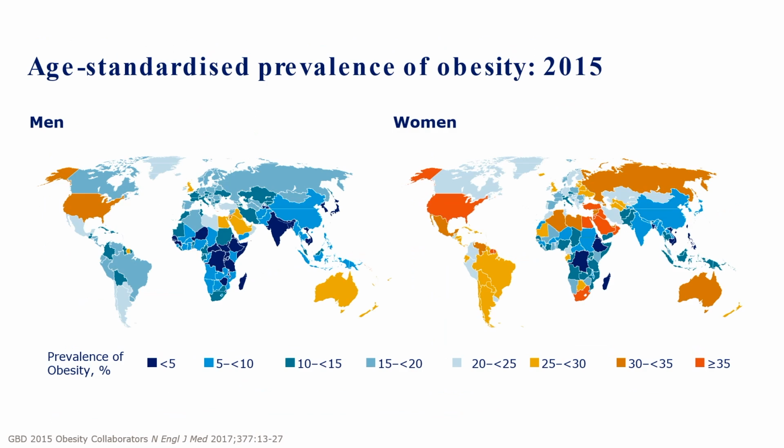Looking at the age standardized prevalence of obesity in 2015 in men on the left and women on the right, what you can see is that the developed countries such as America have a marked increase in the amount of obesity, and that is also seen in the Middle East population, whereas in European countries, for other first world countries, you can see that the prevalence of obesity varies quite markedly between 25 and 35%.